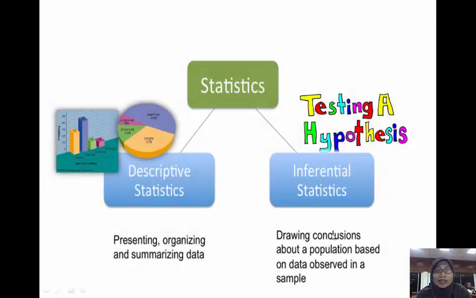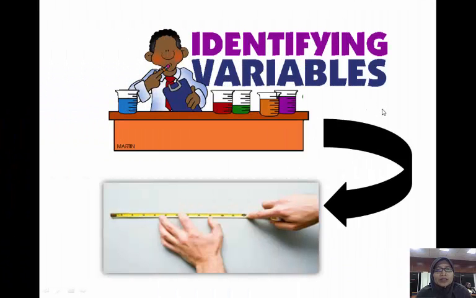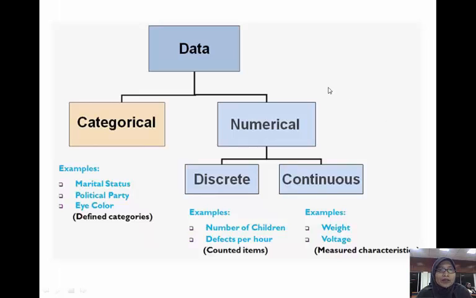So actually, when we use SPSS, we focus on inferential statistics, where we will test hypotheses in our research. But how do we identify variables? Before we identify the variables, you should know the data. It can be categorized into two types: categorical and numerical. Categorical, for example, marital status, political party, eye color, which we can define as categories.